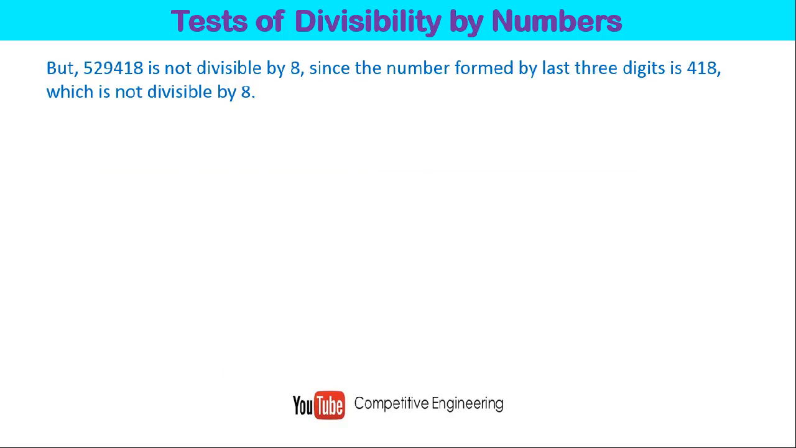Another example, 529418, which is not divisible by 8. Why? Because the last 3 digits are 418. We will divide it by 8 and if there is some remainder, then it is not divisible by 8.